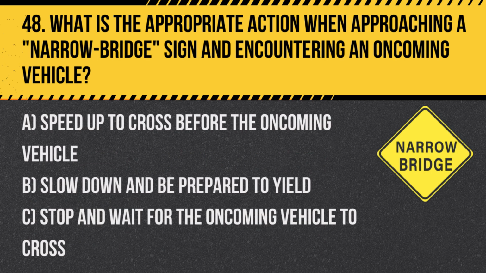Question 48. What is the appropriate action when approaching a narrow bridge sign and encountering an oncoming vehicle? A. Speed up to cross before the oncoming vehicle. B. Slow down and be prepared to yield. C. Stop and wait for the oncoming vehicle to cross.